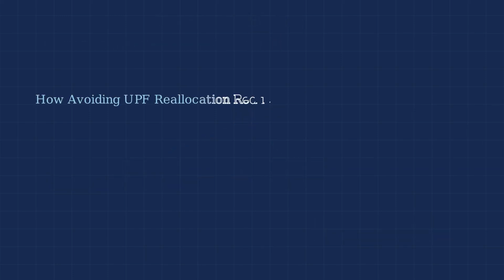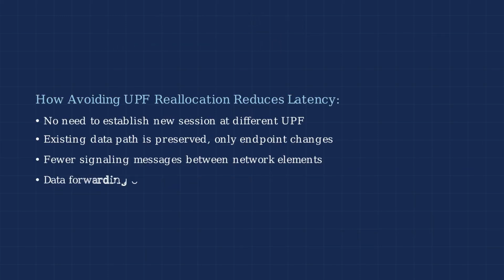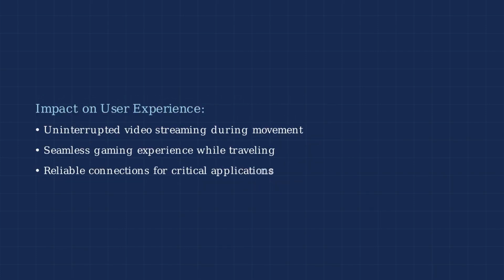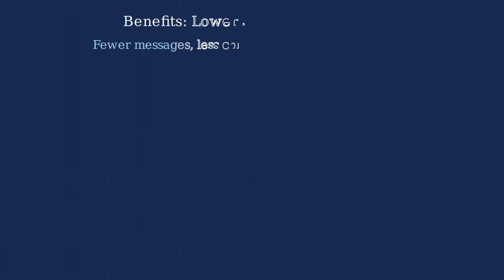There are several technical reasons why avoiding UPF reallocation reduces latency. No need to establish new sessions at a different UPF. The existing data path is preserved, with only the endpoint changing. There are fewer signaling messages between network elements, and data forwarding can continue uninterrupted. For end users, this reduced latency translates to tangible benefits: uninterrupted video streaming during movement, seamless gaming experiences while traveling, and reliable connections for critical applications.